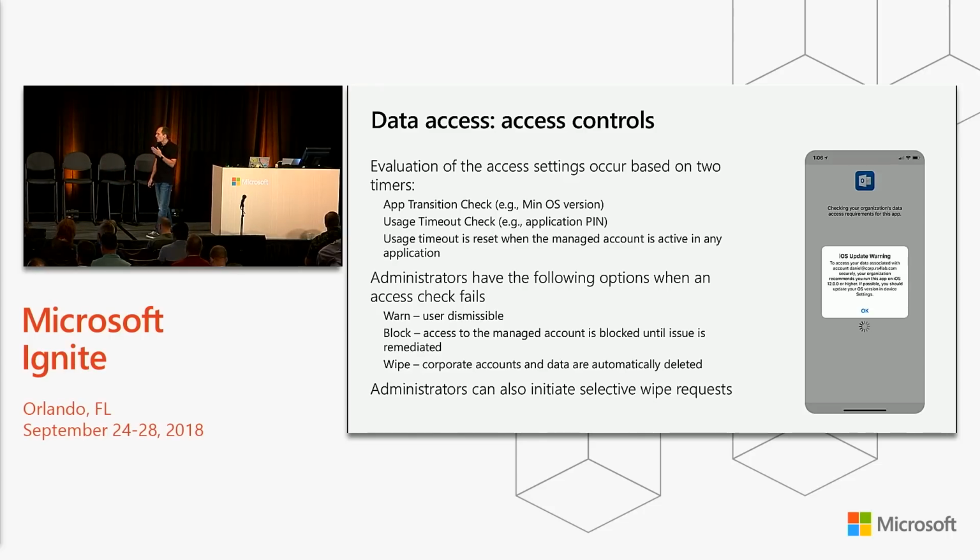And as I mentioned, we also have the ability on many of these access control checks to define what the action is that you initiate. Do you warn the user that they're doing something they shouldn't be, like they're using an outdated operating system and they have to update, like I have in the screenshot? We can block access until they fix that particular thing, like if we didn't want them to access a particular Android patch version until they upgraded. Or we could wipe in the event that they do something like they jailbreak or root their iOS or Android device.